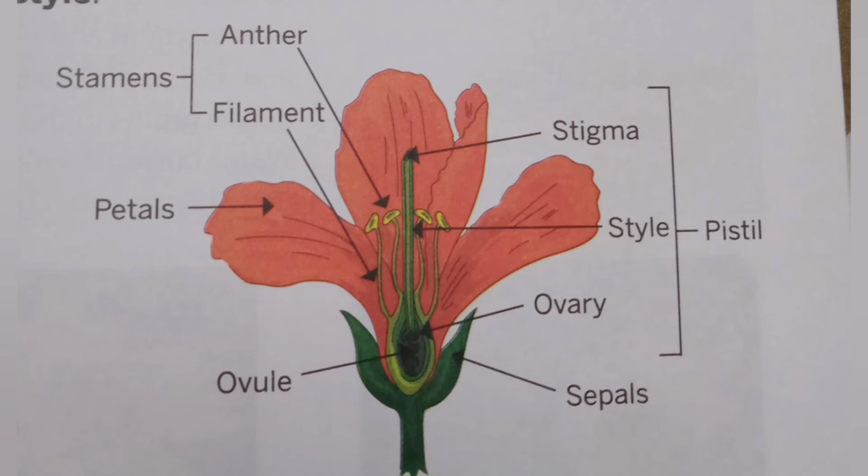Stigma is the area where the pollen grains stick, and the style is the tube. These three, ovary, style and stigma together, are known as the pistil. The pistil is the female part of the flower.